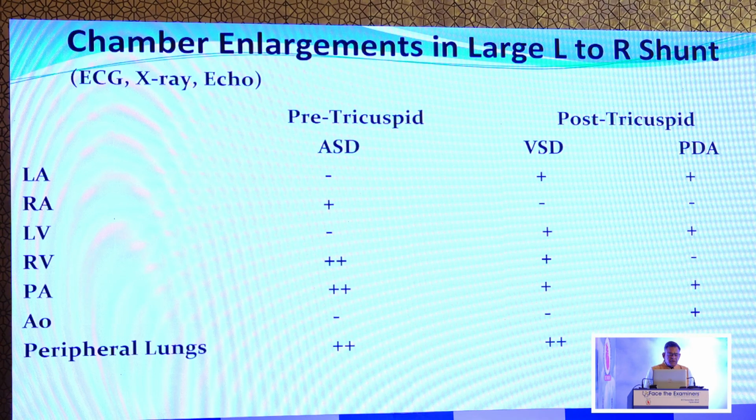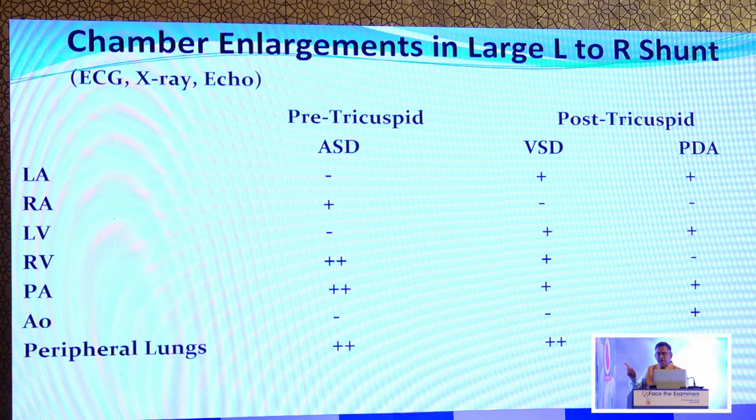In VSD, left atrium and left ventricle are larger. Right ventricle is not that dominant. Why so? You will not find a markedly hyperkinetic right ventricle as you see in the atrial septal defect. The reason is that the right ventricle has involuted in ASD, and then it has acquired a different kind of muscle.